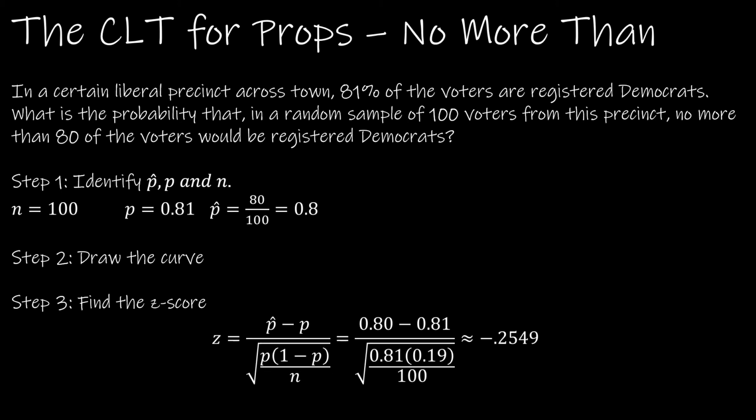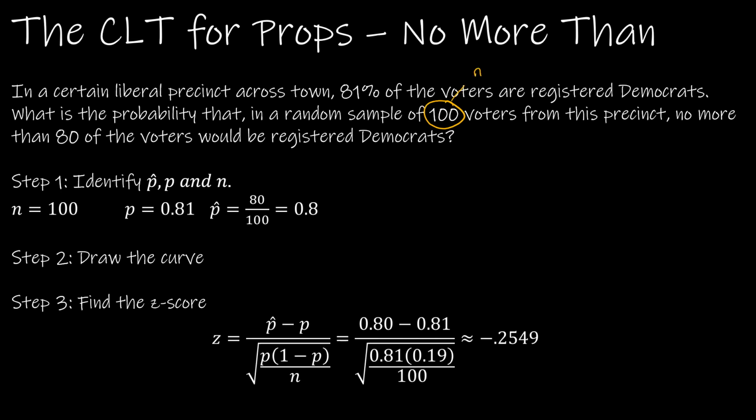So for step 1, obviously first, read the question. We're looking at a liberal precinct across town. 81% of the voters are Democrats. What's the probability that in a random sample of 100 voters from this precinct, no more than 80 of the voters would be registered Democrats? The first thing you need to find is p hat, p, and n. So n is very easy. n is just the number of voters, so that's 100.